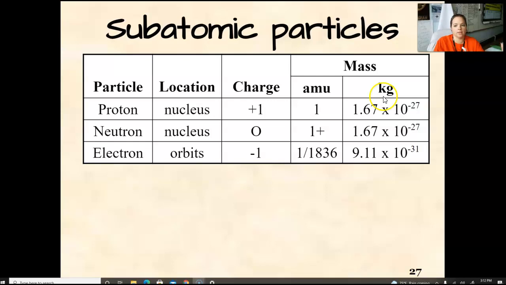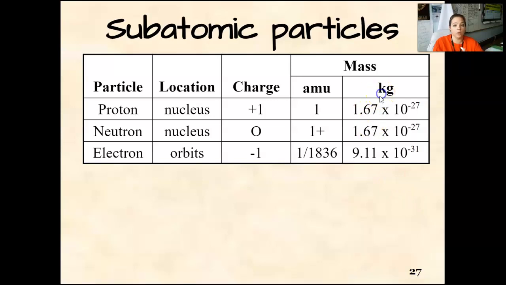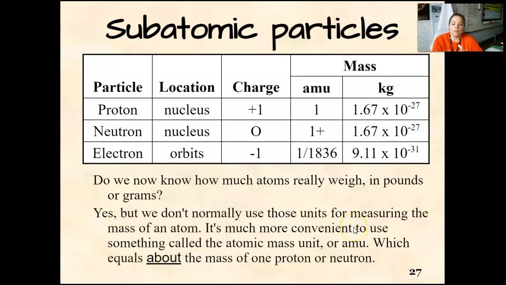Now when we get to mass, we look at something called an AMU. Why are we using AMU instead of kilograms? It is much more convenient to use the atomic mass unit than grams, because as you can see, the masses are really, really tiny. So instead of writing all these out, we can go by the AMUs and have a 1, or not even worry about electrons. An AMU equals about the mass of 1 proton or 1 neutron.